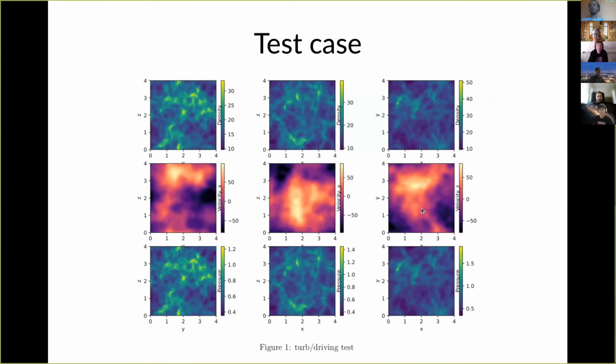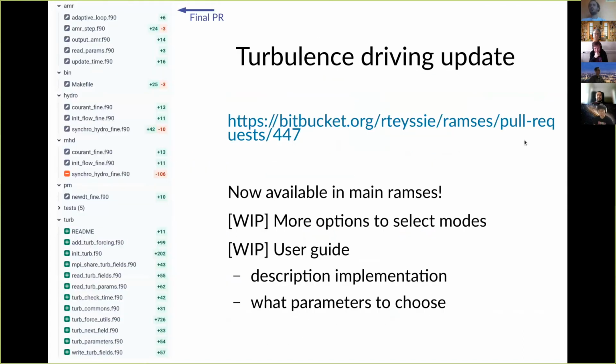So I added this test case, which was important to check if the implementation is working correctly in both versions, which is just a uniform box where you add some driving and then you generate this nice looking turbulence. So this is then the final pull request. Not much has changed compared to the previous diff I showed. The only difference is here this synchro hydro fine.